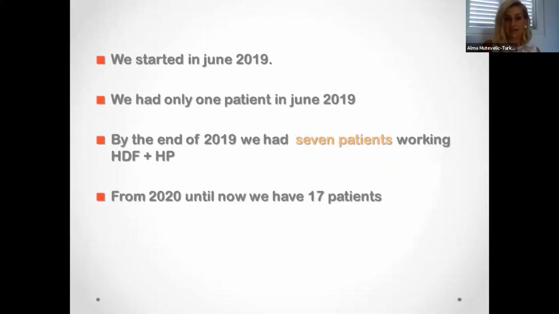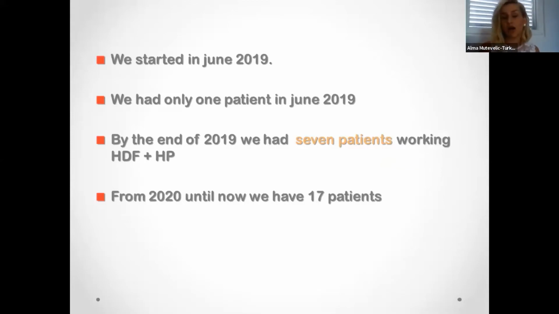We started this method in June 2012. By that point of the year, we only had 1 patient. By the end of 2019, we had a total of 7 patients receiving hemodiafiltration and hemoperfusion. By the end of last month, we had a total of 70 patients.